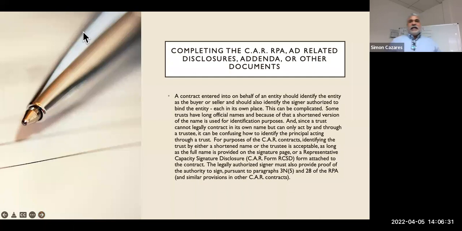Completing the RPA and the agency disclosure related to the addendums in place. A contract entered into on behalf of the entity should identify the entity as the buyer or the seller. So when you represent either party, what we need is, do you have the authority to do so? We're not just going to go on a listing appointment or a buyer consultation. If they say, well, I'm the owner of this company and I want to buy this property under my corporation, my S Corp, my C Corp, or my LLC.